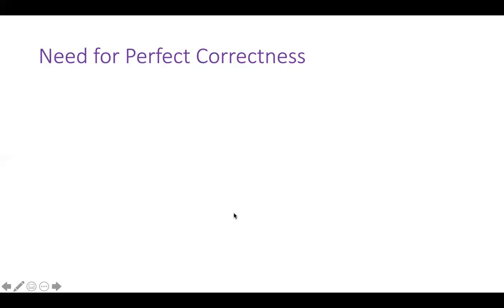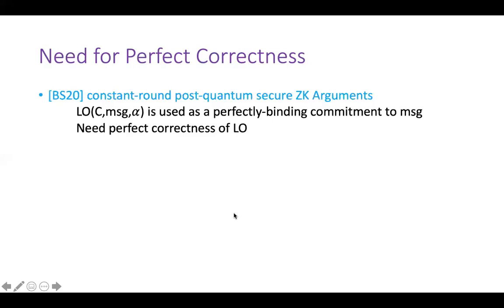And let's say the obfuscated program is generated by a prover in a zero-knowledge proof. Since the prover could be corrupt, even in that case, perfect correctness might be required. And to give more concrete examples, Bitansky and Shmueli constructed constant round post-quantum secure zero-knowledge arguments.